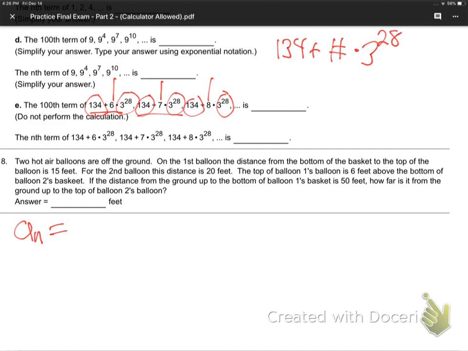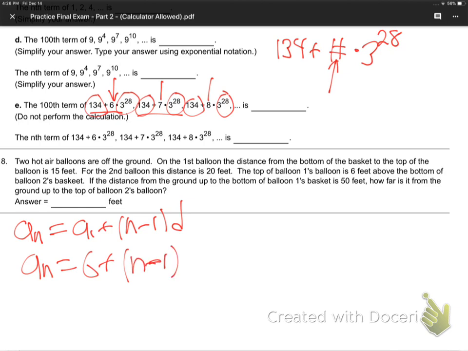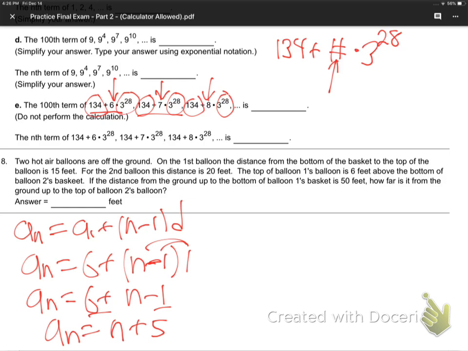So A sub n is A1 plus n minus 1 times D. The first number that goes in that spot is a 6. The D, the difference from number to number, is 1. It's only going up by 1 every time. 6, 7, 8, right? Distribute here. A sub n is 6 plus n minus 1. 6 minus 1, that's n plus 5.